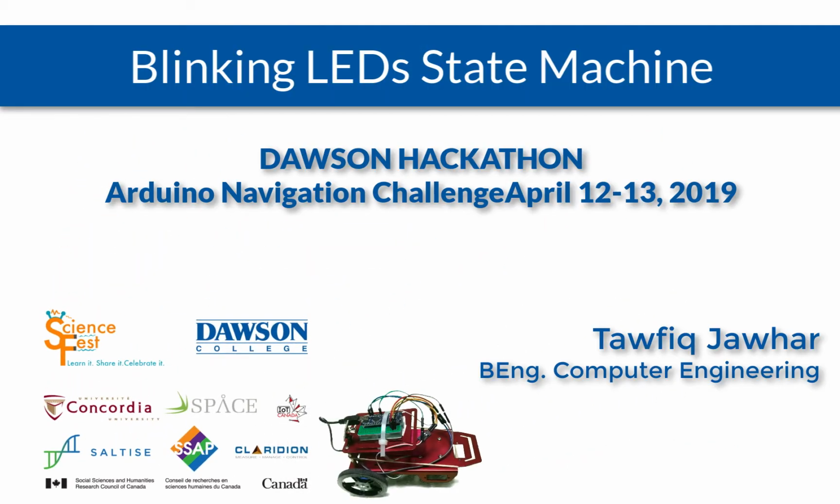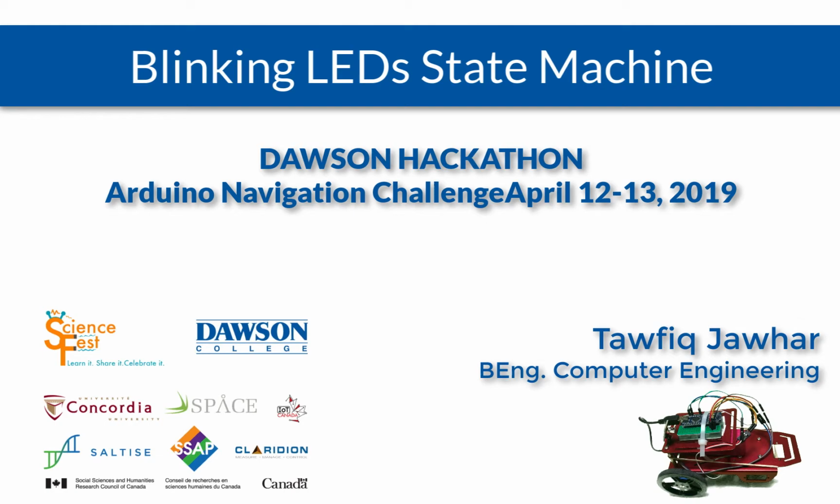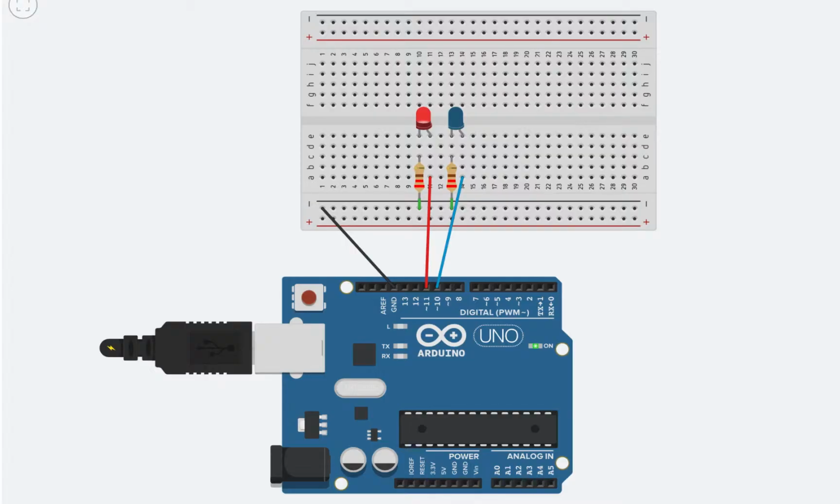In this video, we will design and implement our first state machine that will perform similar to the circuit you see. We have two LED lights, and at every second, the light that is on is switching between the red and the blue LEDs.